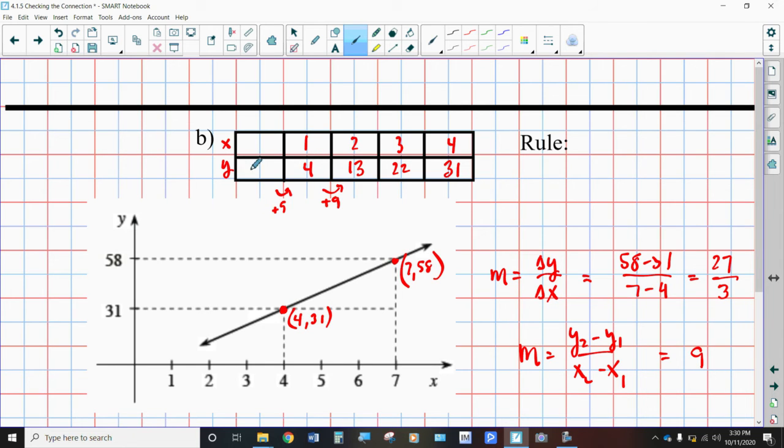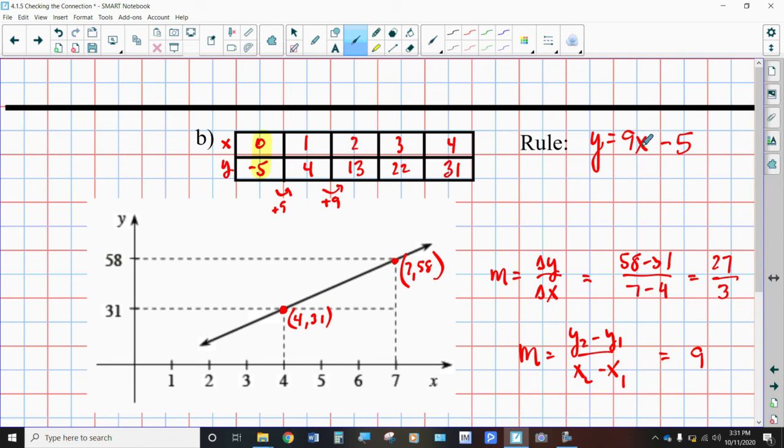I think 4 minus 9 must be negative 5, correct? So that means that our rule must be y is equal to our growth rate, which we found here, 9 times x. It's growing by 9, and then what is our y-intercept? It's negative 5, so let's put minus 5, or plus a negative 5.